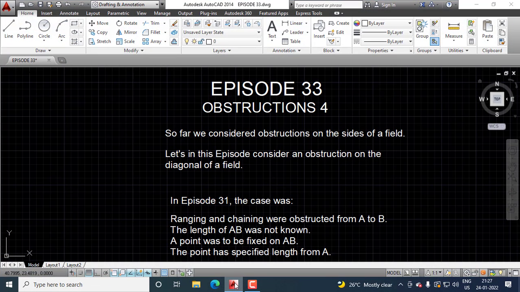So far, we considered obstructions on the sides of a field. Mostly, obstructions are found on the sides. Let's in this episode consider an obstruction on the diagonal of a field.